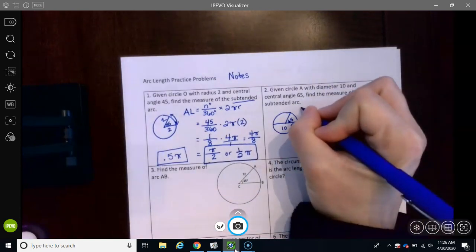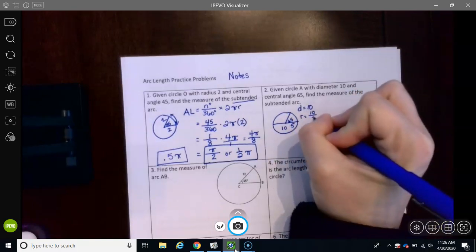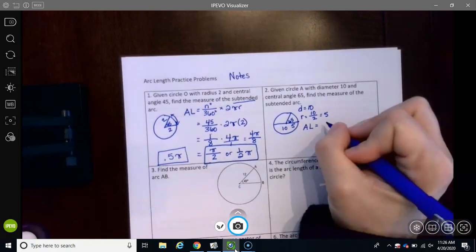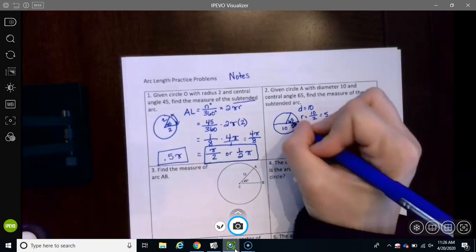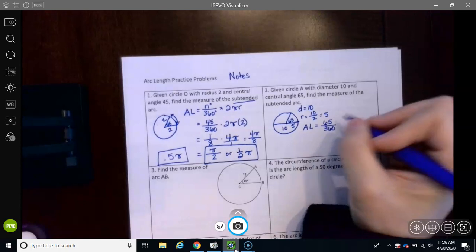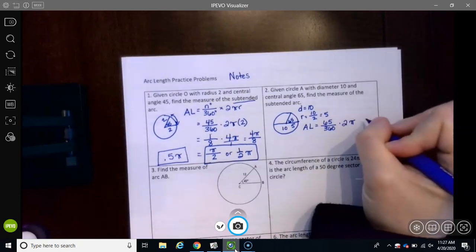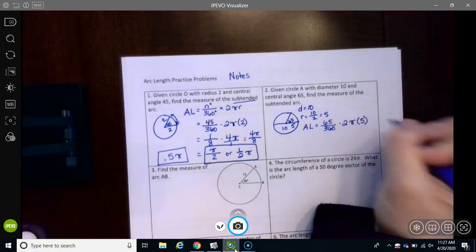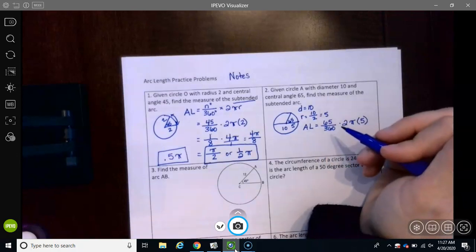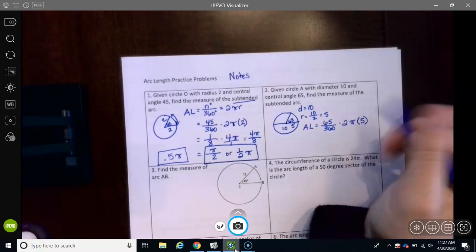So since the diameter was 10, then the radius is that diameter divided by 2, which gave us 5. So the arc length equals n over 360, so that's that central angle, 65 over 360, times 2 pi, and then our radius, which is 5. Okay, now, since we don't have the school calculators to reduce our fractions for us, I am going to go ahead and make everything decimal, except for pi, leaving pi in the equation.